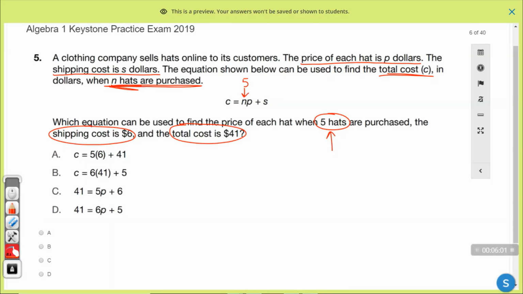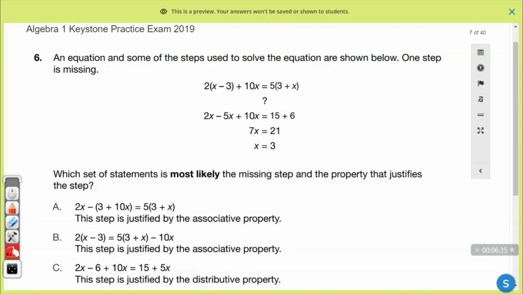All right. The shipping cost is $6, so shipping cost is S, so that means that 6 is going to go in for S. And finally, the total cost being 41, well, they said the total cost is represented by the variable C, so that means 41 is going to go there. And what don't we know? Well, we don't know the price because we're using the equation to find the price. So the price is our unknown piece here. And if you look down below, you see that C is the one equation that puts all of those in the correct spot. Let's take a look at number 6.